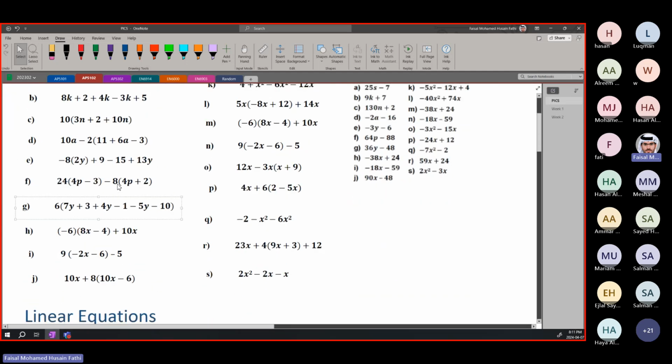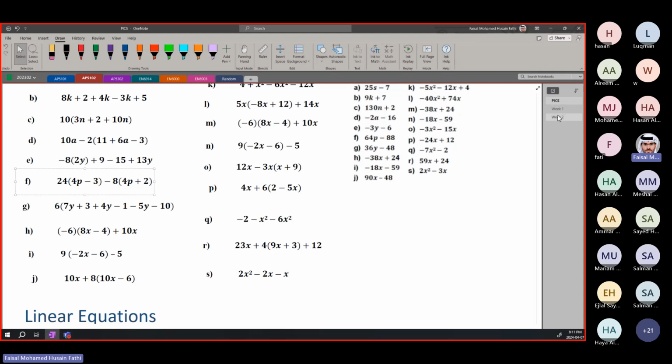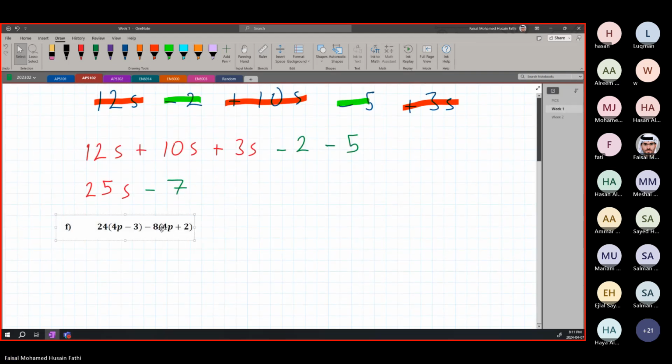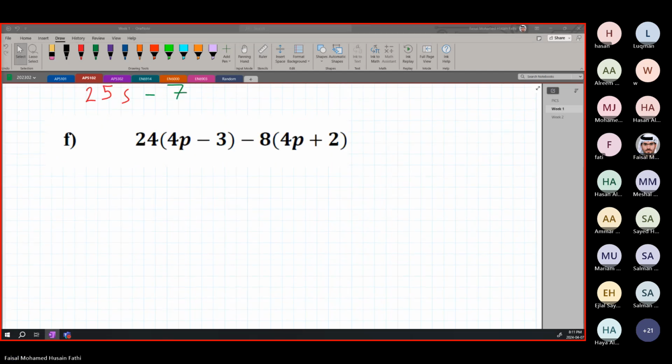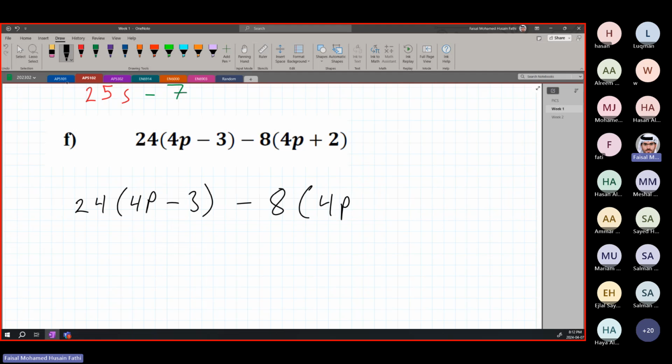If we take something a bit more complicated, let's take this one for example. Here we have distribution, we need to distribute. We have 24 times 4p. What you will do is distribute. If I rewrite this equation: 24 into 4p minus 3, minus 8 into 4p plus 2. You take this number and multiply it with everything that is inside, you distribute it. You do the same with this number. Make sure your signs are correct.